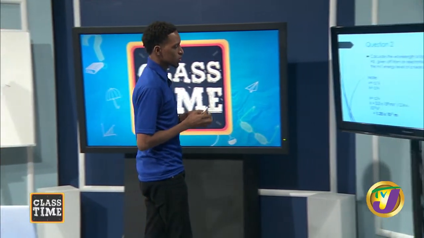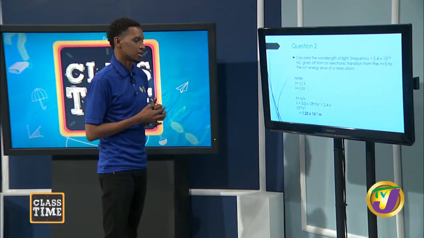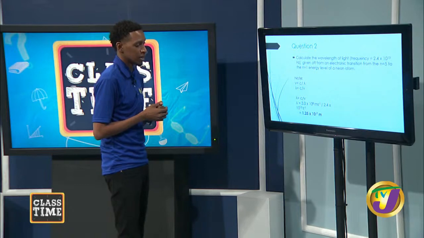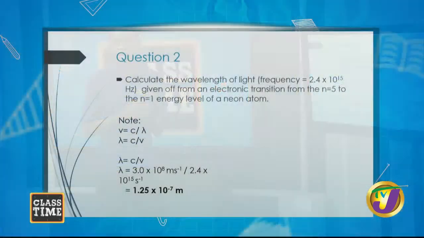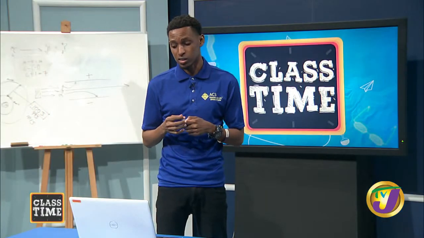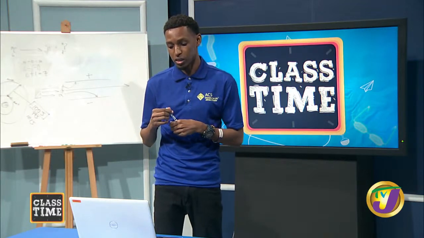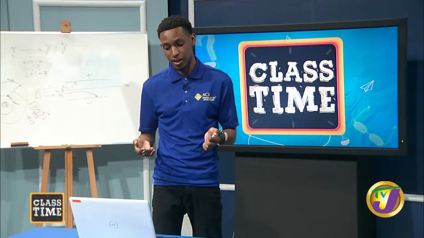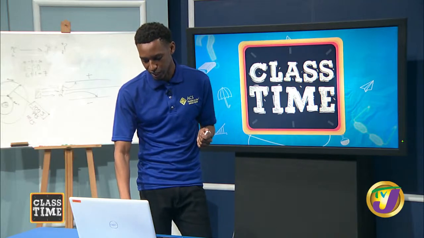Once we plug in those values, we divide the speed of light, 3 times 10 to the 8 meters per second, by the frequency, which is given in the question, and we obtain 1.25 times 10 to the minus 7 meters as the wavelength. When we convert this value to a nanometer value to see where on the electromagnetic spectrum it would fall, we realize that the wavelength value in nanometers is 125 nanometers. And we get this by just dividing the meter value by 10 to the minus 9. And we get 125 nanometers.